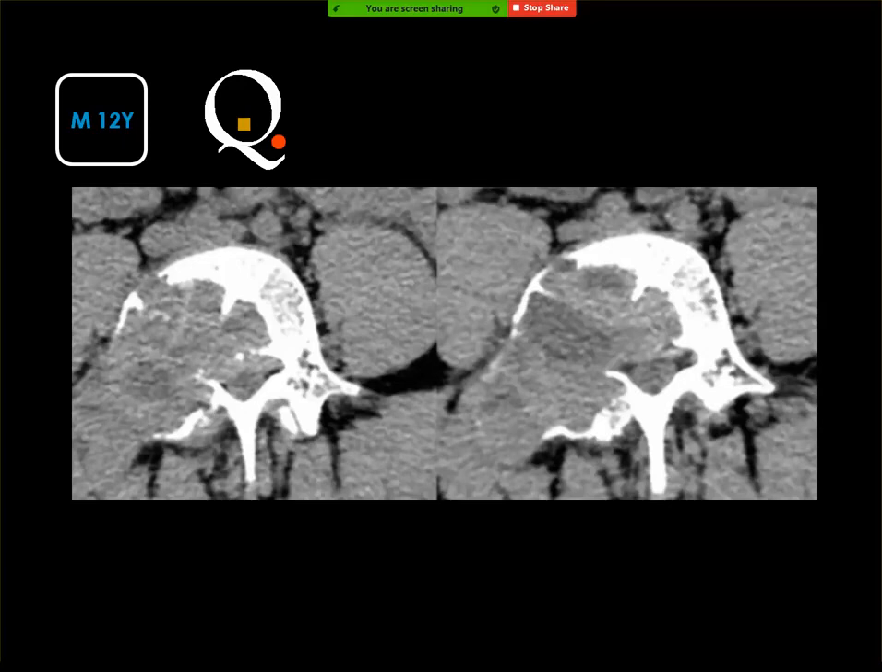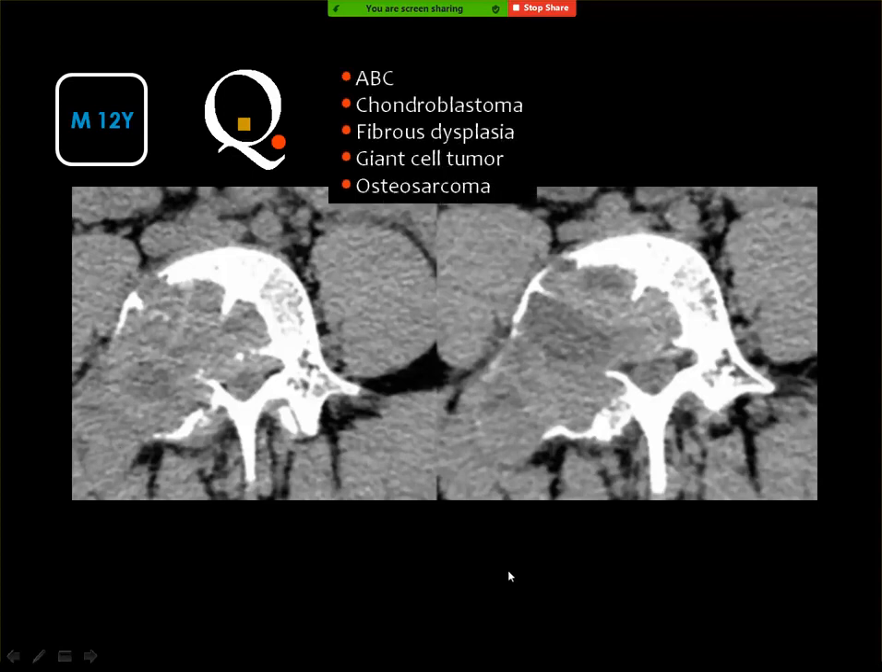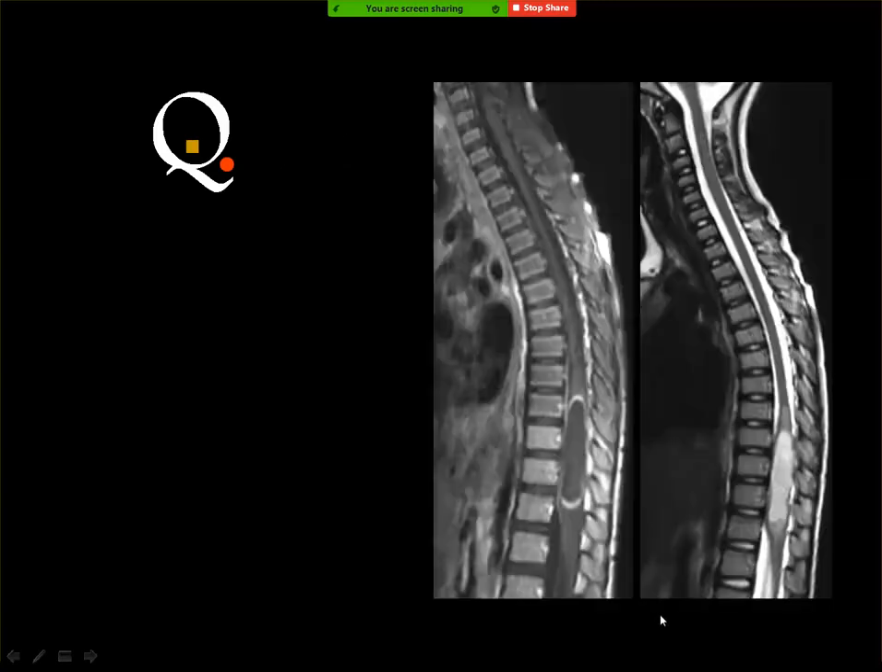Osteoblastoma. Okay, this is the same patient, 12 years old, with an expanding lesion affecting the bone, with fluid levels. Yes, fluid level, aneurysmal bone cyst. Aneurysmal bone cyst, chondroblastoma, fibrous dysplasia, giant cell tumor, osteosarcoma. Aneurysmal bone cyst. Yes, aneurysmal bone cyst is the diagnosis, because if you look carefully, you can see some fluid levels inside the lesion, which are almost diagnostic of aneurysmal bone cyst.